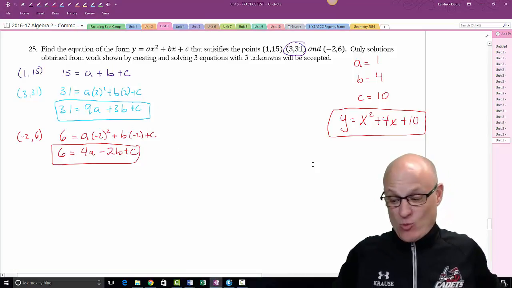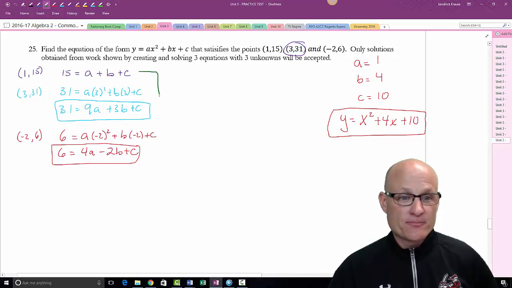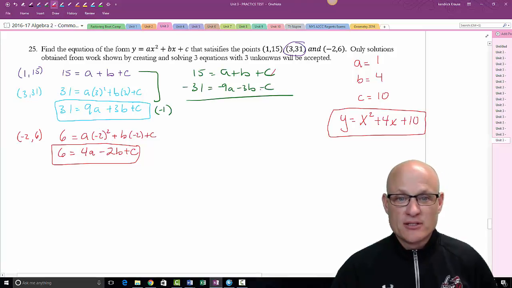Now, I got to get the work to do it. I got to get this work over here. So I'm going to take these two. Again, I'm going to multiply this one by negative 1. So I get 15 equals a plus b plus c, and negative 31 is equal to negative 9a minus 3b minus c. Notice my c's are opposites. That's what I'm looking for. Cancel. Negative 16 is equal to negative 8a minus 2b.